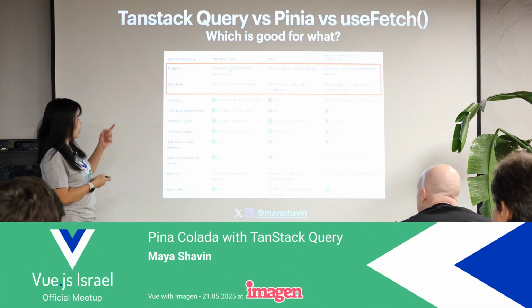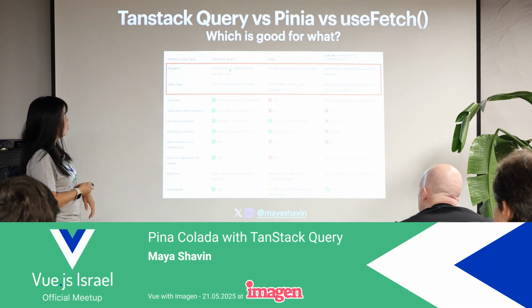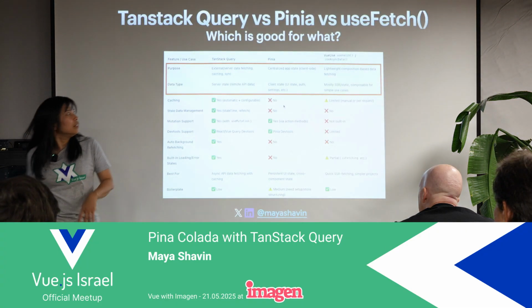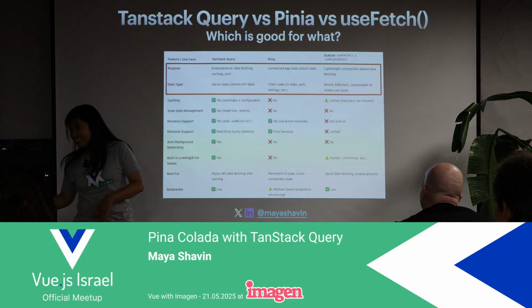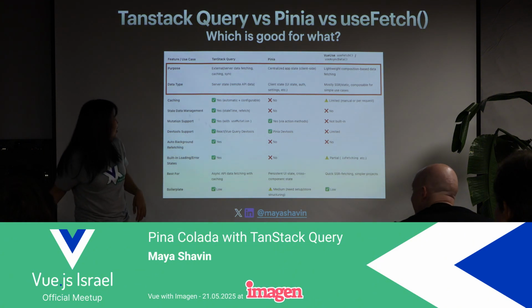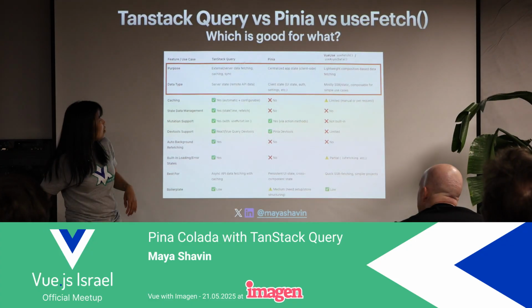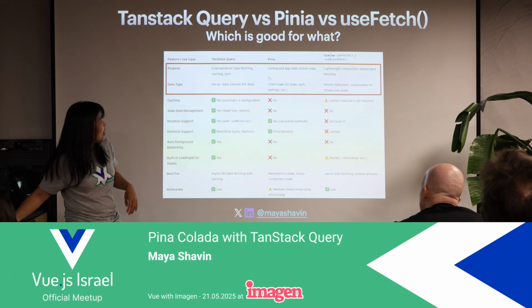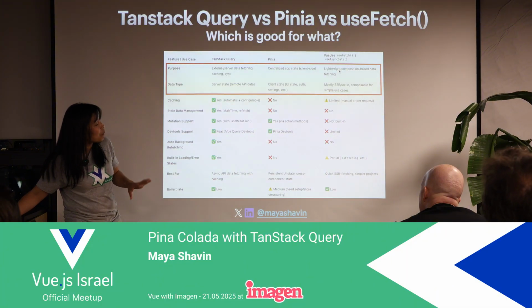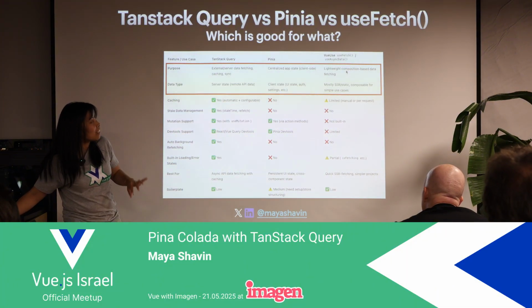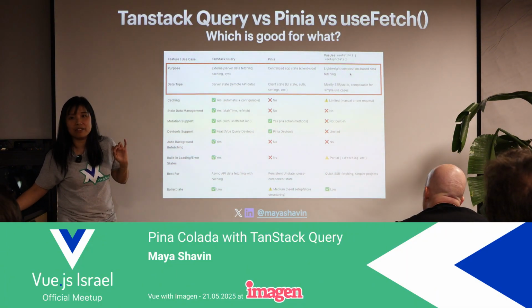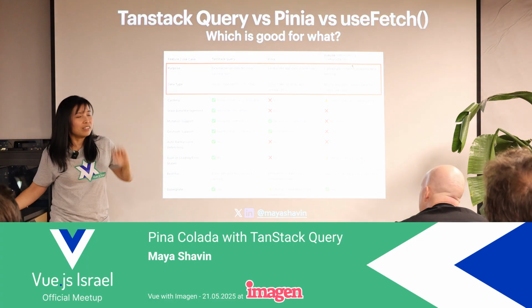And here you can see the purpose. I need to point it here. Okay. So now the purpose here, you can see, is external server data fetching and caching. Pinia is more for app state, and useFetch is for when you need data fetching but not complex, something very small.